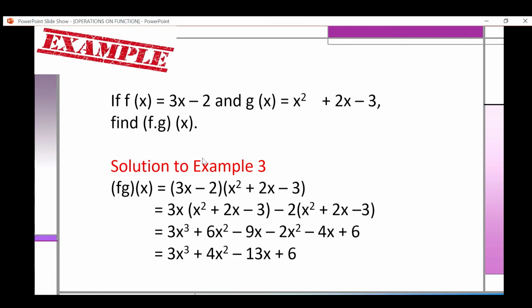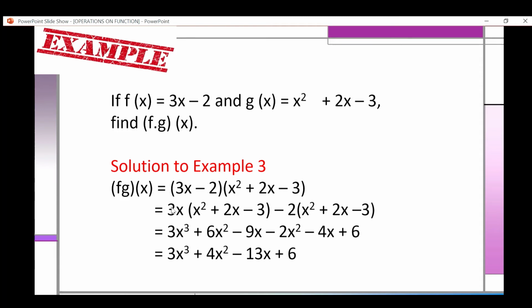So, pwede yung isa-isa, yung distribute na pa ganon-ganon. Or, pwede ring distribute natin individually yung 3x at saka negative 2. So, 3x times itong trinomial natin, x squared plus 2x minus 3. Tapos, minus 2, distribute din natin yung trinomial. So, x squared plus 2x minus 3. Tapos, simplify natin, applying the distributive property.